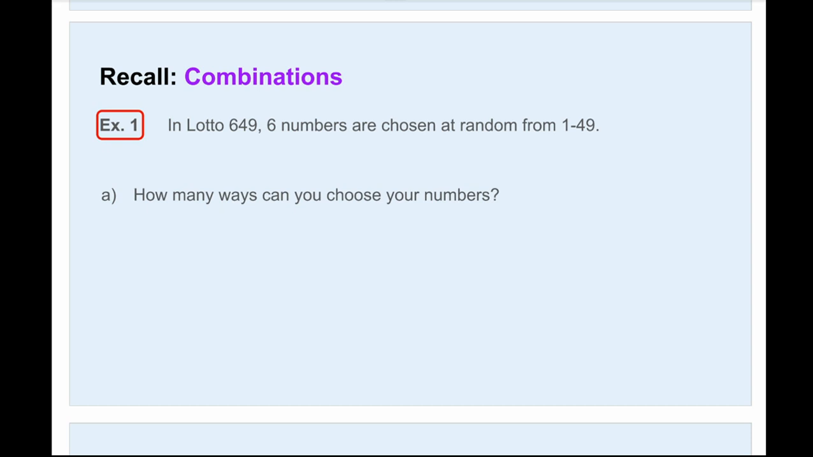Or in other words, we're looking for our NS. So we have 49 numbers, we're choosing 6 of them. So we have 13,983,816 ways to select your numbers.